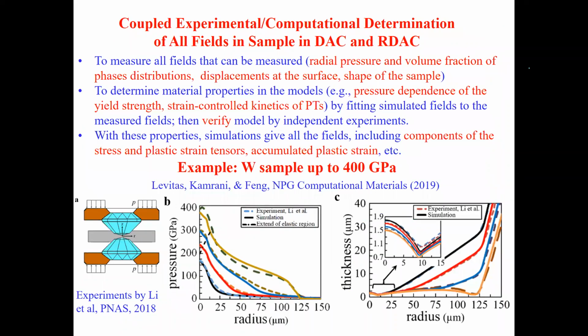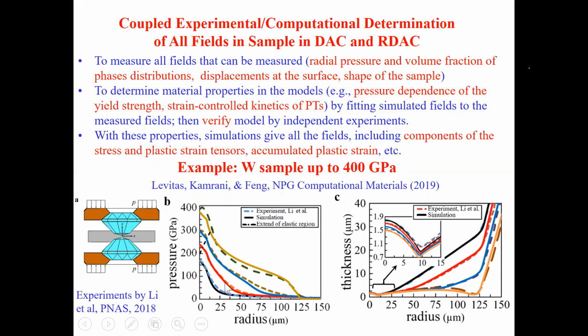Now, we need to determine the distribution of all components of the stress tensor and plastic strain tensor in the entire volume in order to characterize phase transformation. And this cannot be done experimentally or theoretically. That is why we developed a combined procedure. This is an example, tungsten up to 400 GPa, just plastic deformation. And we use experimental data from this paper.